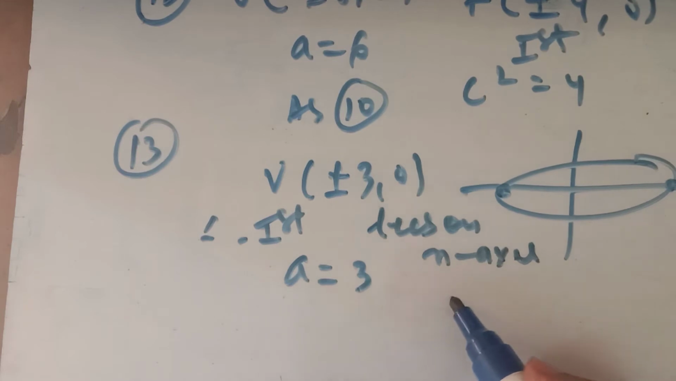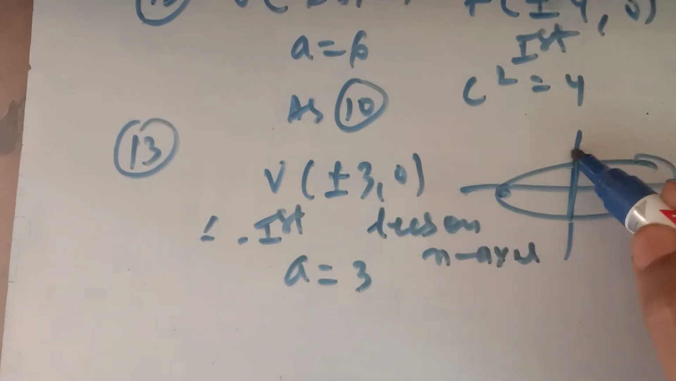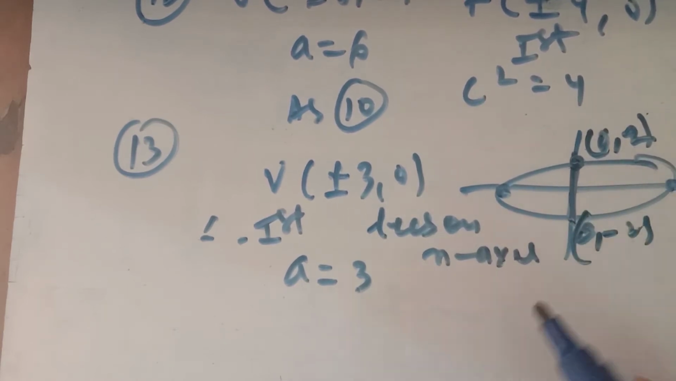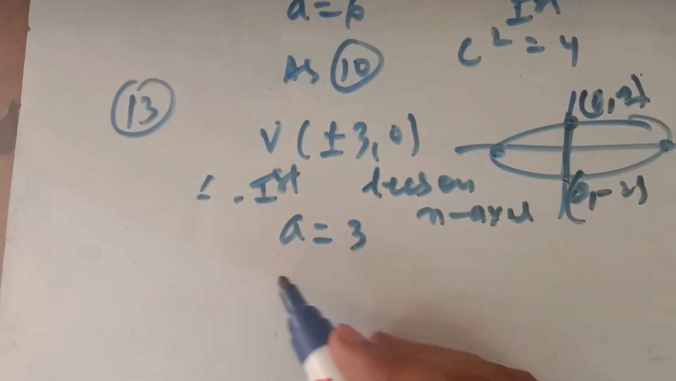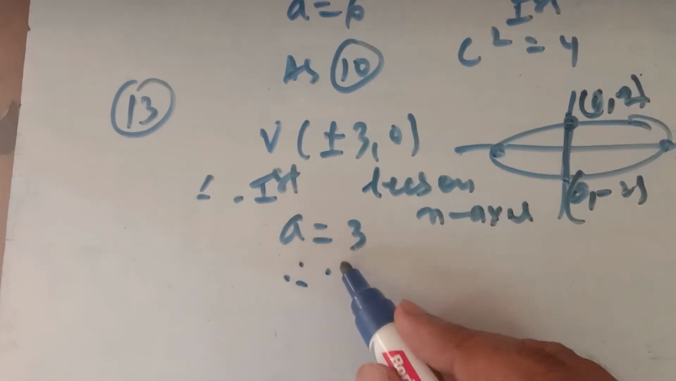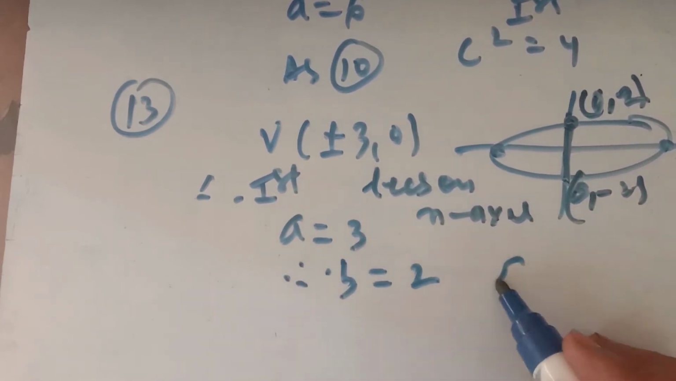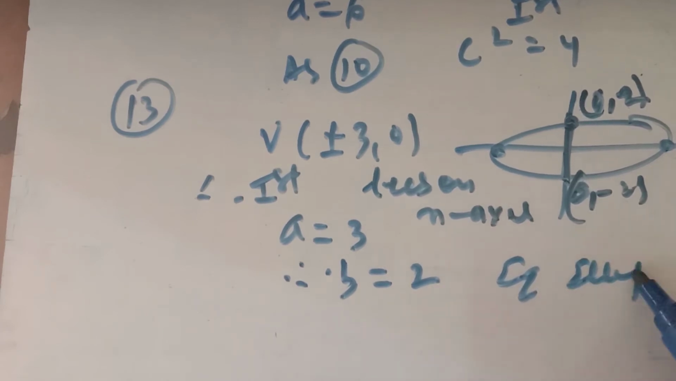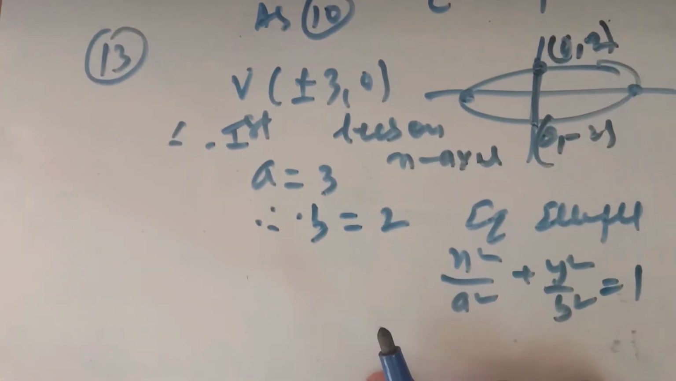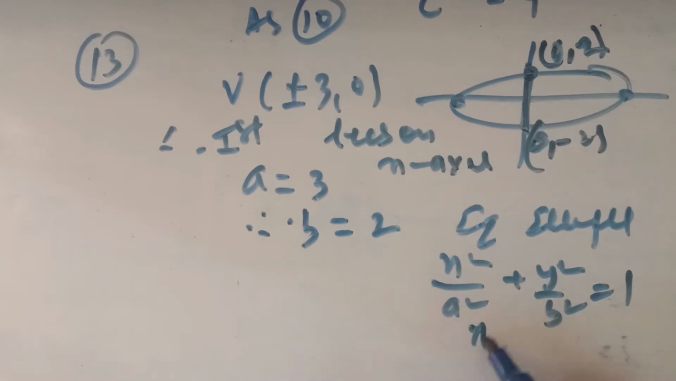Here a is 3, and the ends of the minor axis lie at 0 plus minus 2, that is 0, 2 and 0, minus 2, which means the minor axis lies on the y-axis. Therefore the value of b is equal to how much? 2. Then the equation of the ellipse will be of the first type, x square upon a square plus y square upon b square is equal to 1. It is of the first type because the major axis lies on the x-axis.